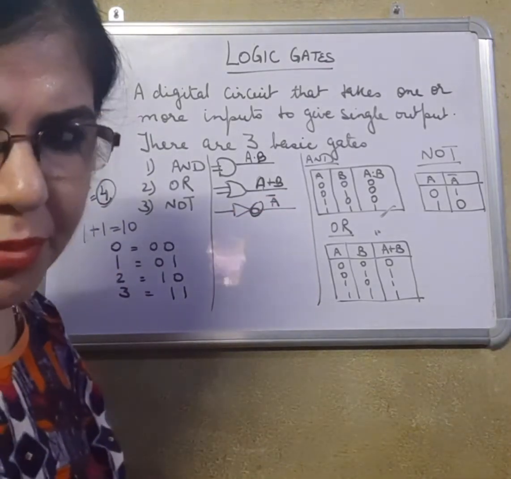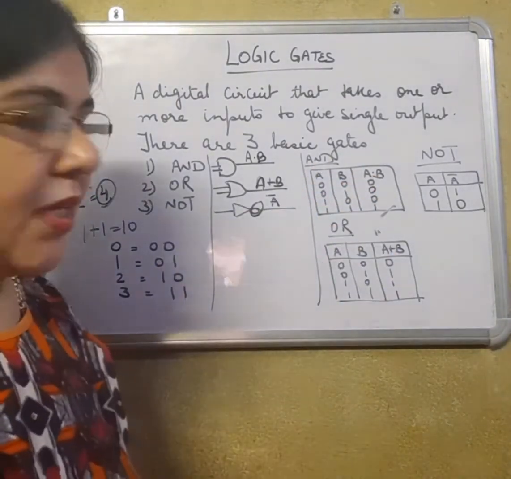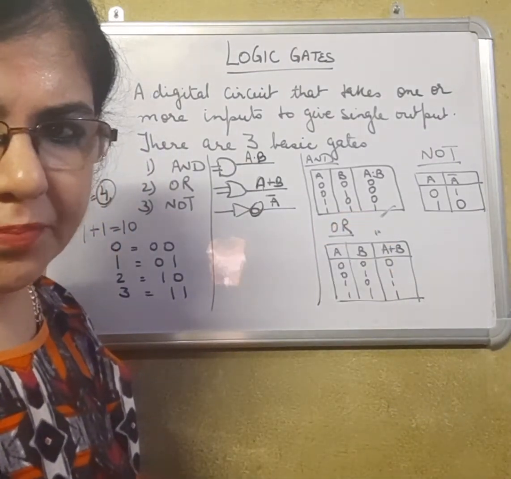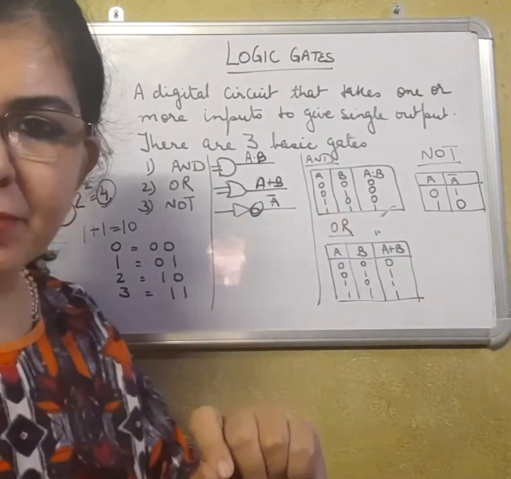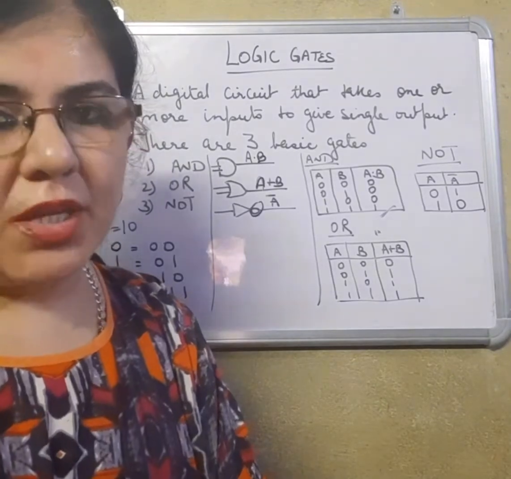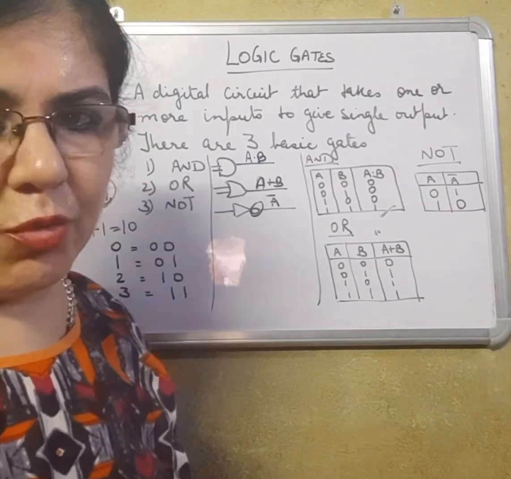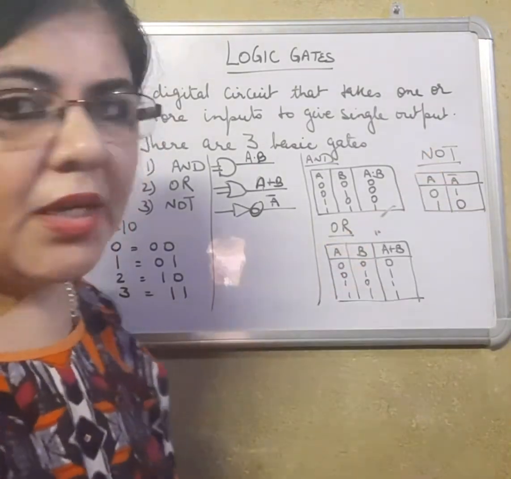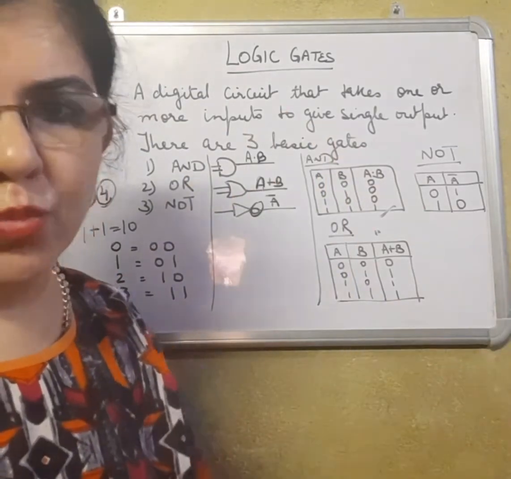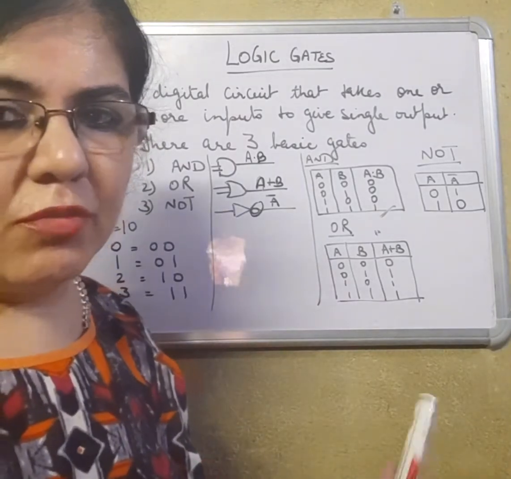A, A complement. So the truth table for AND gives only one when both the inputs are 1. As I told you, AND gate will give you 1 only when both the inputs are 1. And in OR gate, even if either of the inputs is 1, it will give you 1. And in NOT gate, if you give 1, you get 0. If you give 0, you get 1 as an output. Now let's look at some of the questions that can be solved with these gates.